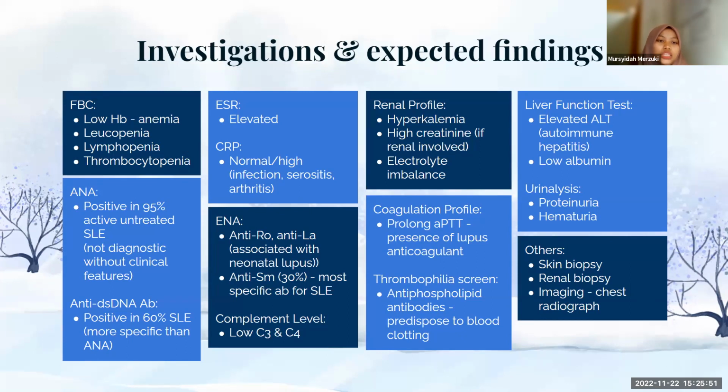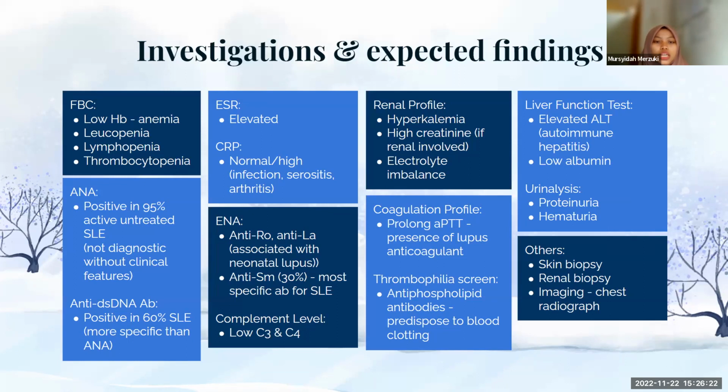In 95% of active untreated SLE, there will be positive ANA. However, it is not diagnostic without clinical feature. So the patient must have clinical feature together with positive ANA. Only then can we suspect them with SLE. And another one, the more specific ones, like anti-double-stranded DNA antibody and also anti-Smith. 30% have this anti-Smith, which is one of the most specific antibodies for SLE.